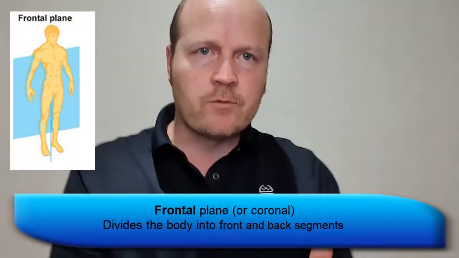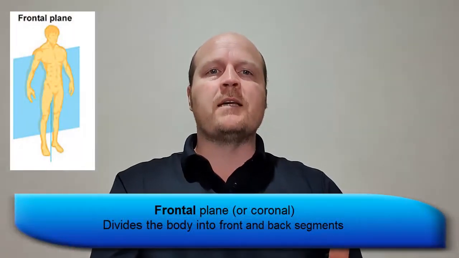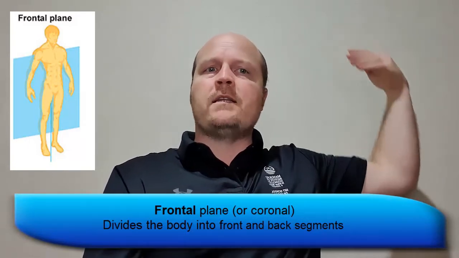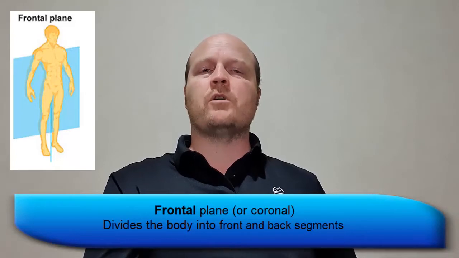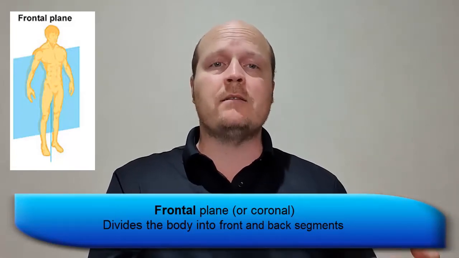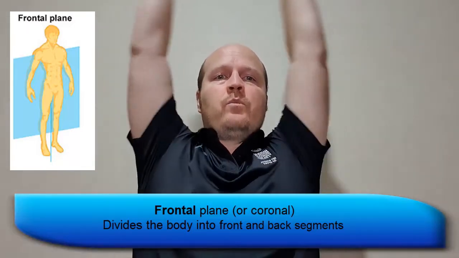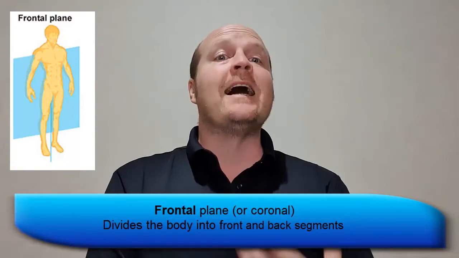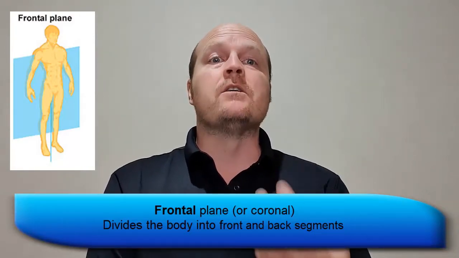The next plane is our frontal plane, and that's nice and easy to remember. The frontal plane is if someone gets a samurai sword and they chop you right down through here, so it chops you into front and back. An example of that is a star jump, which would be performed in the frontal plane. Another name for the frontal plane is the coronal plane.